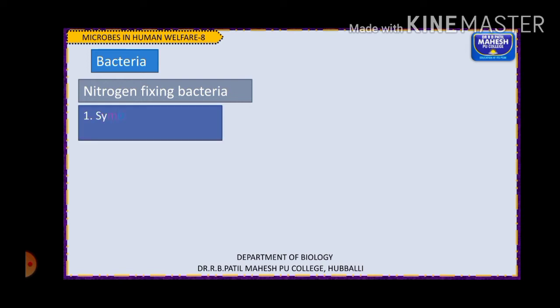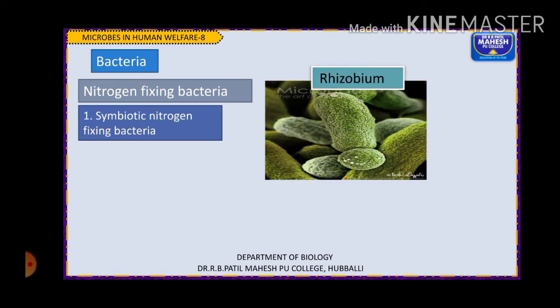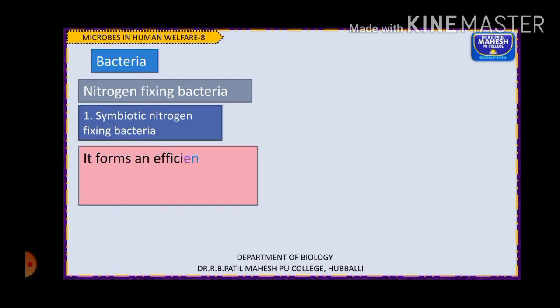First, coming to bacteria. Bacteria are generally used as nitrogen fixers. There are different kinds of bacteria, and these are also called nitrogen fixing bacteria. The nitrogen fixing bacteria may be free living or symbiotic in nature. First let us study the symbiotic nitrogen fixing bacteria. One good example I can give you here is Rhizobium. It is one of the most important sources of biofertilizer. They form an efficient symbiotic association with the leguminous plants.